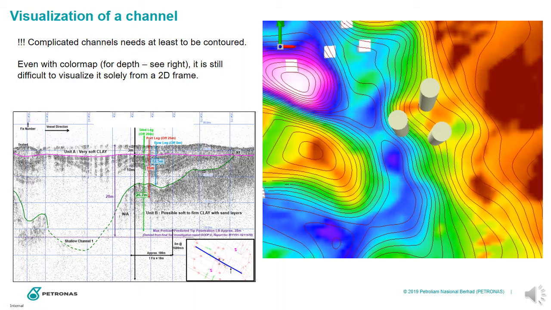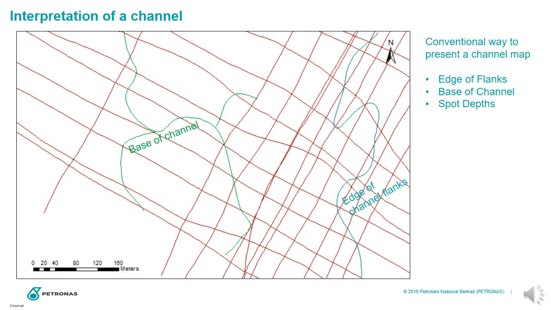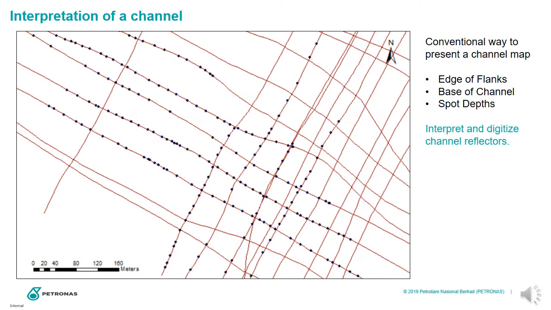Now, how are we going to be able to improve on this? On a map, the conventional way is to plot the edge of the flanks and base of channels. The spot depths along these lines are also plotted to show how deep the channel is. To have the details of the channel itself, it will have to be interpreted and digitized.